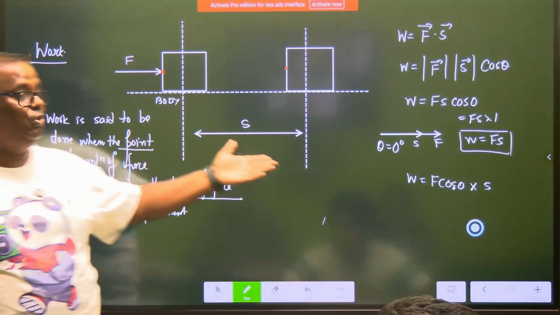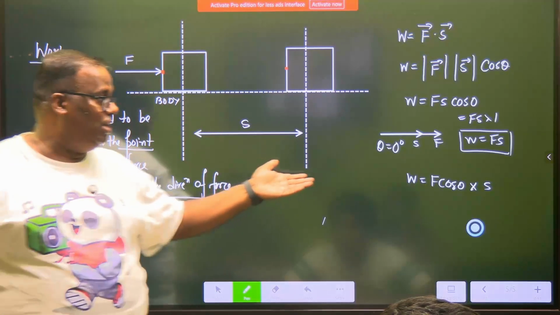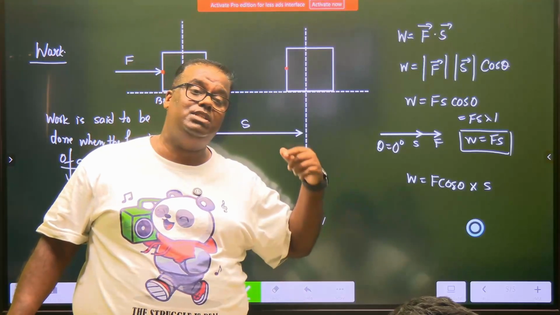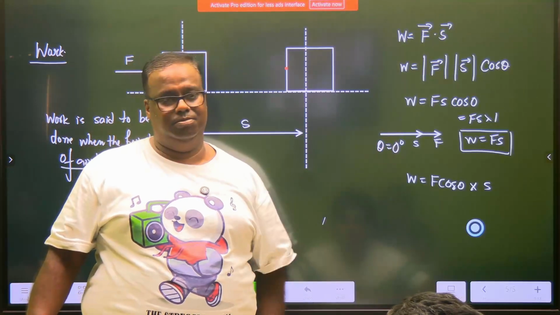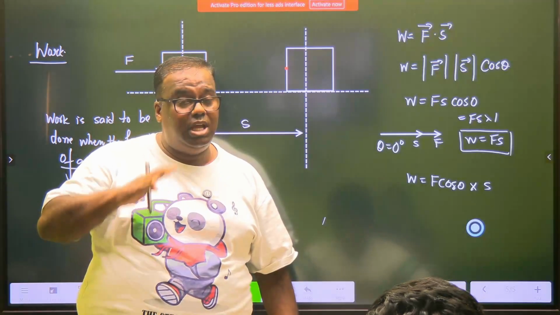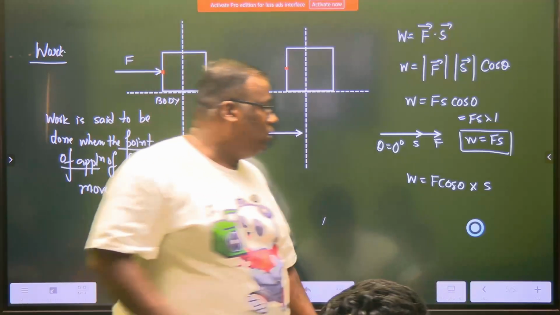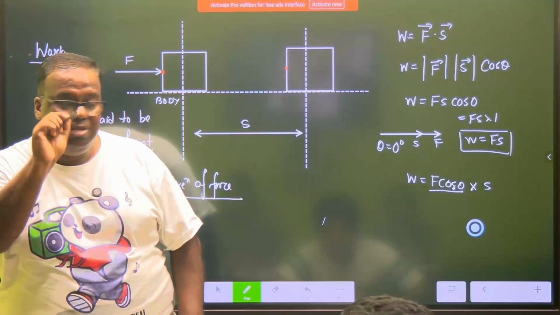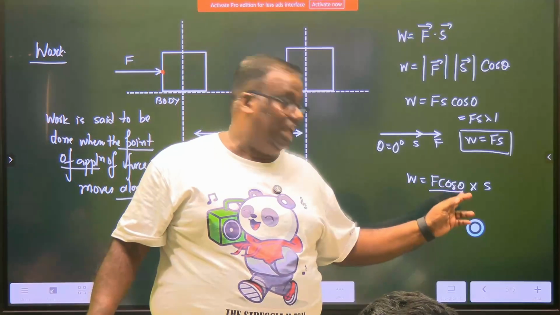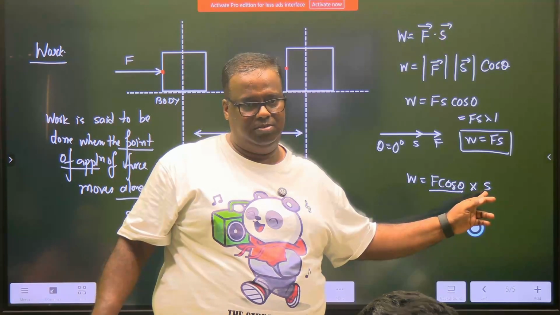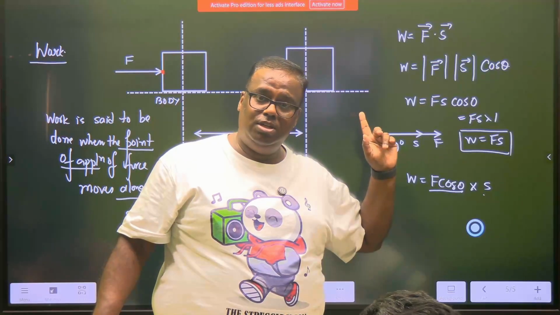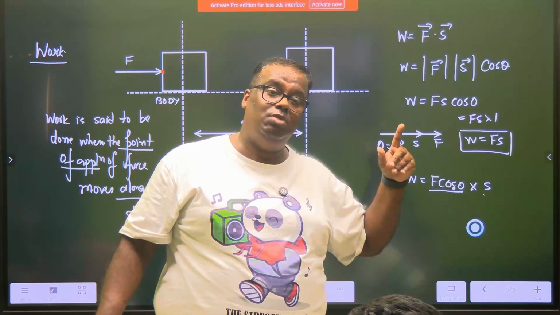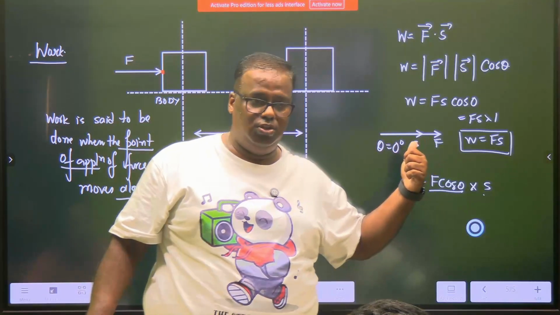This is another proof why in 11th and all we never say work is Fs. Work is always Fs cos theta. This ensures that, why Fs cos theta? Because when you say this, you are practically meaning force in the direction of displacement. What was our definition? Work is said to be done when the point of application moves along the direction of force.